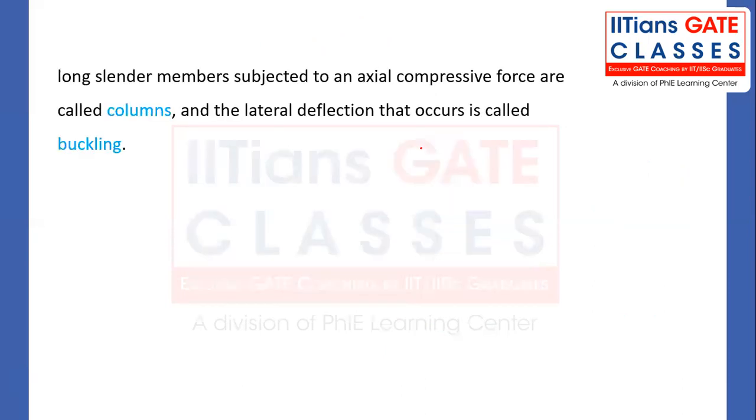Let's discuss this. So the very first thing is that a long cylindrical member subjected to axial compressive force, a long cylindrical member which is being subjected to axial compressive force, is called a column. And whatever the lateral deflection would be there, my dear friend, that lateral deflection would be called buckling of column, or we say it's a failure of column.